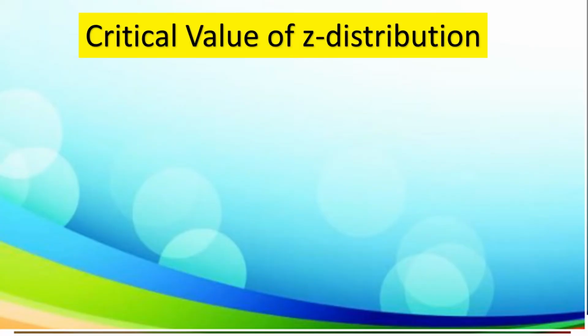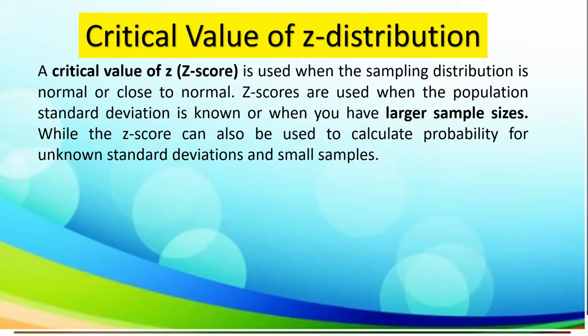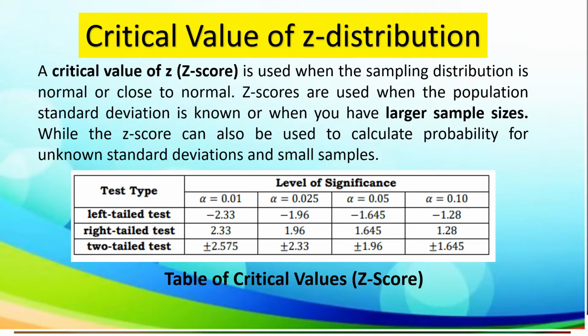Now, let us determine the critical value of the z distribution. A critical value of z, or known as z-score, is used when the sampling distribution is normal or close to normal. Z-scores are used when the population standard deviation is known or when you have larger sample sizes, while the z-score can also be used to calculate probability for unknown standard deviations and small samples. Here is an illustration of the table of critical values, or what we all know as z-score.